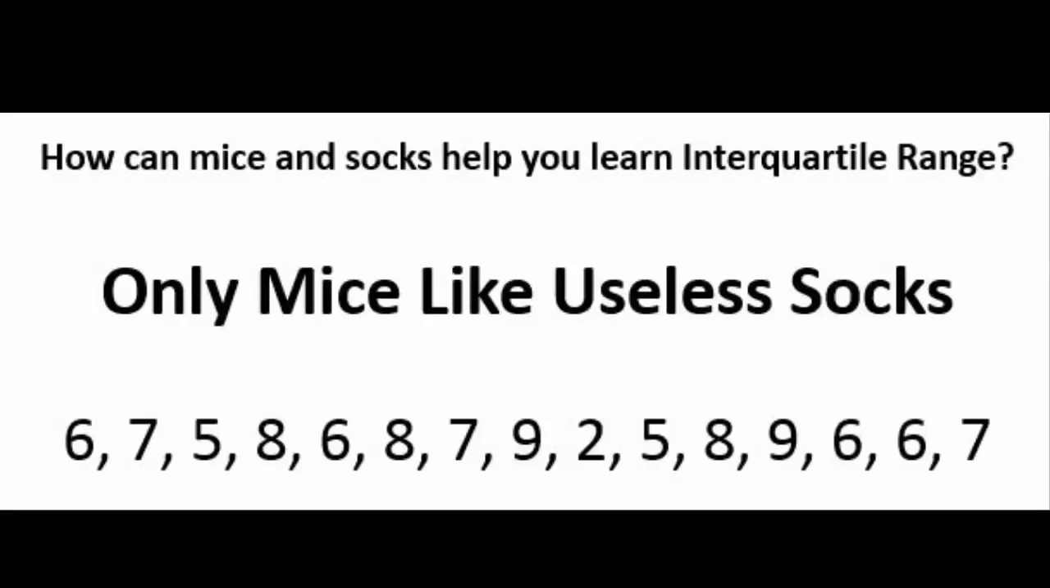Now that we know the definitions, let's return to the original question. How can mice and socks help you learn interquartile range? Through the mnemonic, only mice like useless socks. In order to see how this mnemonic works, write down these numbers from a data set.